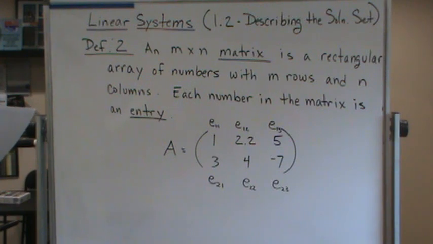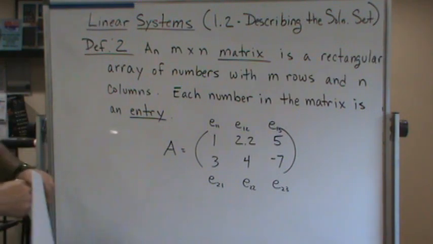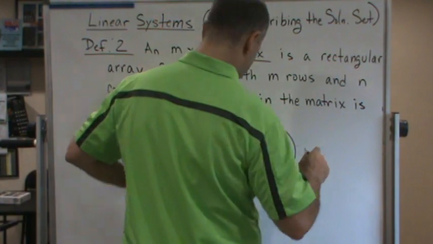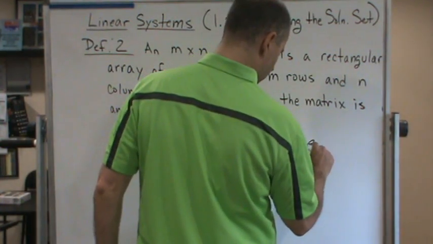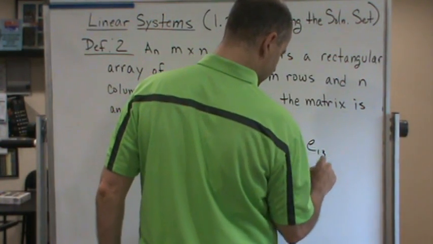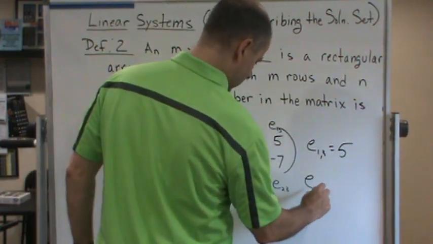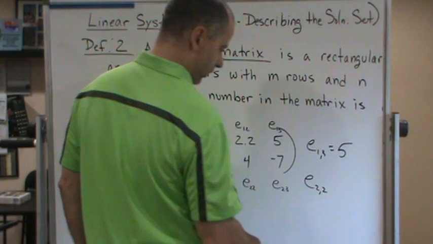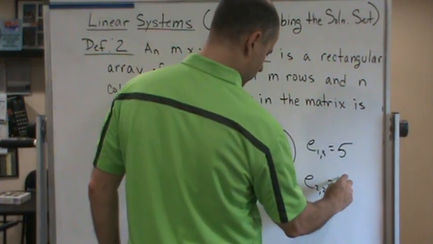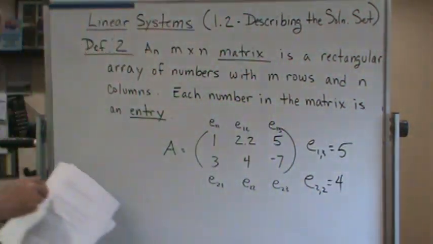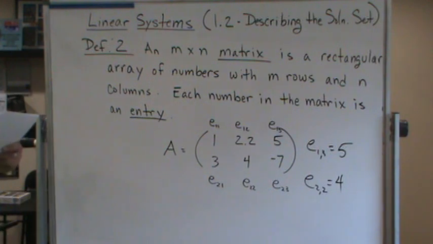That's how we denote the matrix. So in other words, we would say E1, comma 3, let's say, is equal to 5. E2, comma 2, or E22, is equal to 4. And so that's the definition of a matrix and its entries.